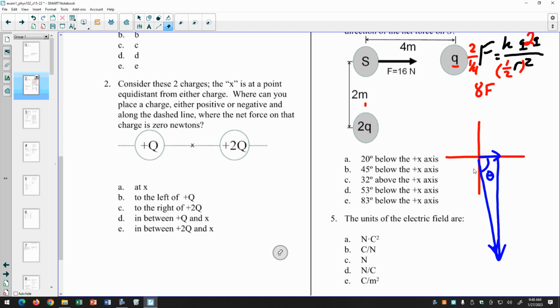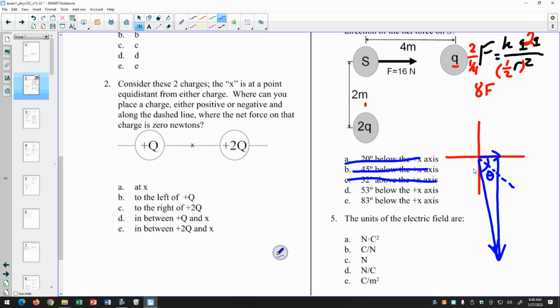I can rule out the C, right? Why can I rule out C? It's above, and this one's definitely below the positive x-axis. So I can get rid of C. I can get rid of 2 others immediately. What are those? 45 and 32, but I also get rid of 20. You'll see why I can get rid of 20? Because I know that this angle is 45 degrees, and so the angle has to be bigger than 45 degrees. 45 degrees occurs when the 2 components are equal to one another, but here the y component is bigger, so I know that my angle is bigger than 45 degrees.